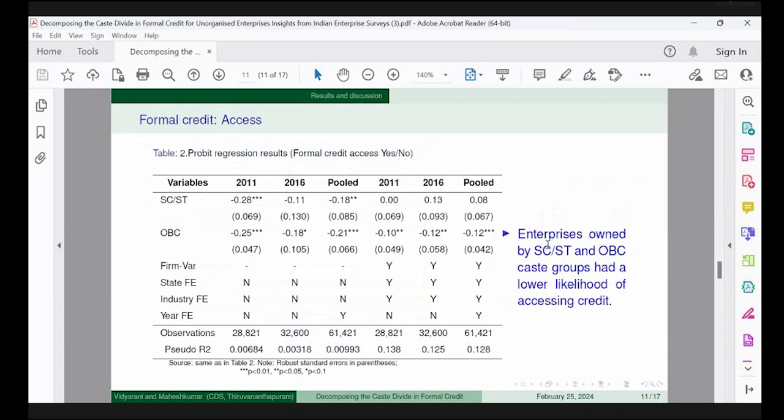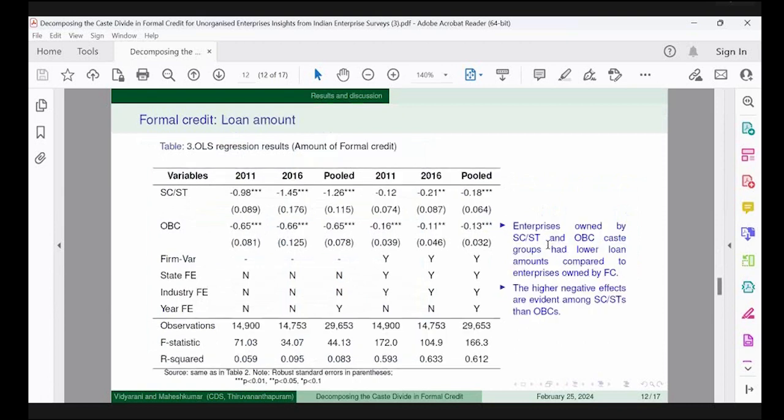Moving on to the next slide, the credit access. Even after controlling for different fixed effects and other firm-specific characteristics, we can see that enterprises owned by SC/ST and OBC caste groups had a lower likelihood of accessing formal credit. And when it comes to the loan amount, here our dependent variable is the amount of formal credit. We can see that enterprises owned by SC/ST and OBC caste groups had a lower loan amount compared to enterprises owned by FC categories.